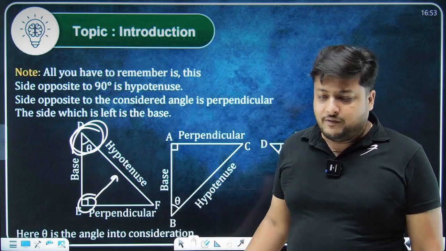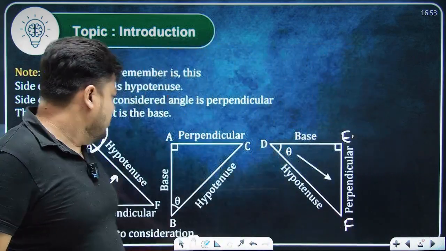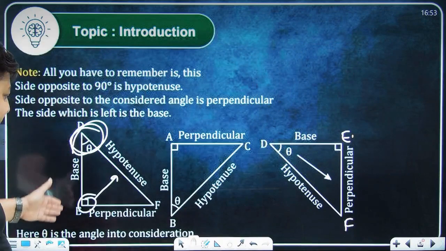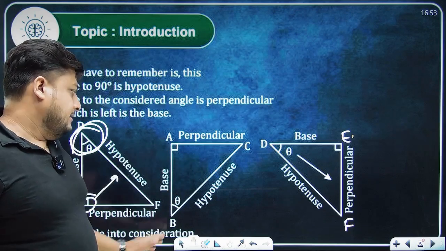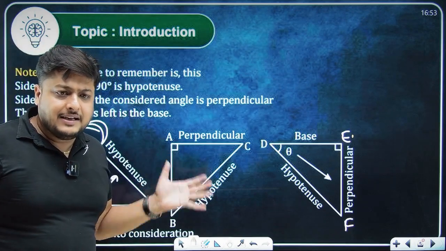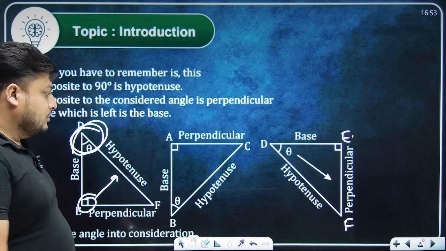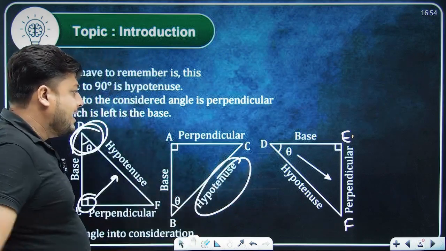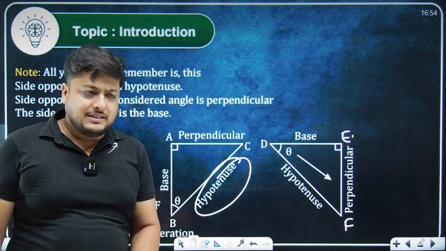So the perpendicular will be at EF, and the remaining third side is the base. So DE is the base in this case. Now the second triangle, ABC. In this, the 90-degree angle is at A. So the side opposite to A is BC. So this is the hypotenuse. And the perpendicular will be the side opposite to theta, the considered angle.